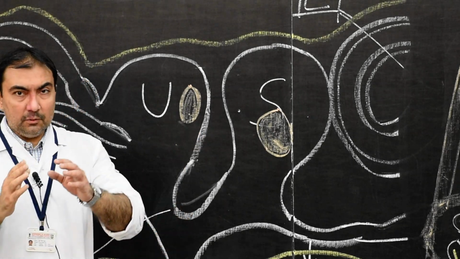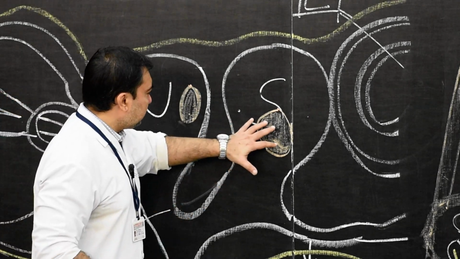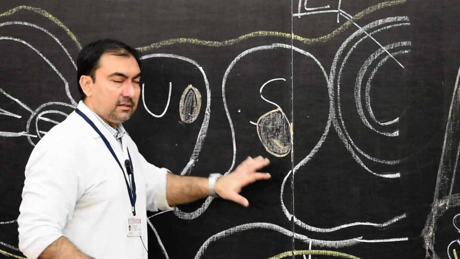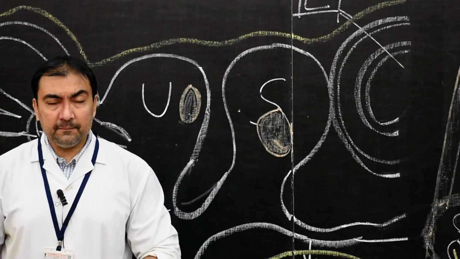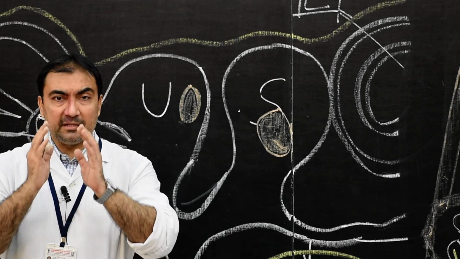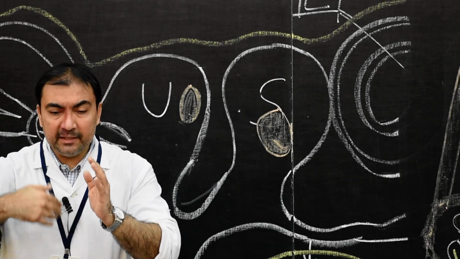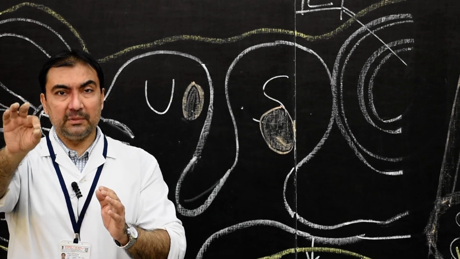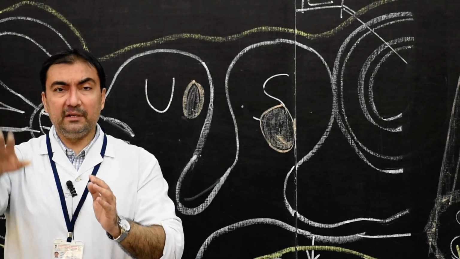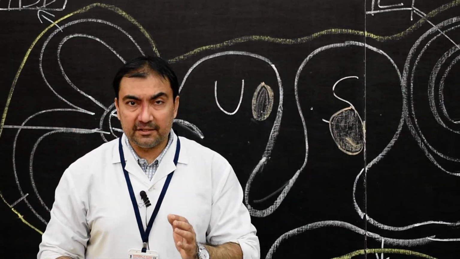So now, very important: the macula present in the saccule and utricle will help in what function? It will help in static equilibrium, and it will help in linear acceleration. Remember these two words, frequently asked, 1 mark. It will help in static equilibrium and linear acceleration.